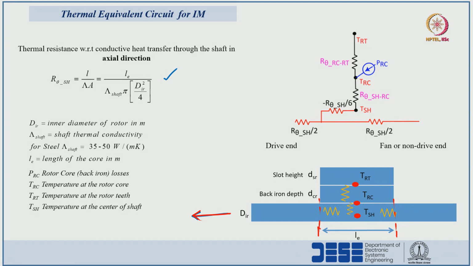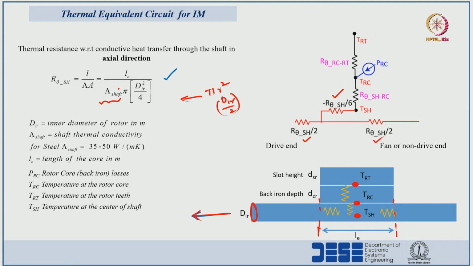The length of the core, Le, we consider as the thickness, divided by the shaft thermal conductivity, lambda shaft, times the area of this solid cylinder structure. The shaft is a solid cylindrical structure, right? So the area in the direction of heat flow is pi r squared, where r is dir by 2. Based on that, the thermal resistance of the shaft in the axial direction is this one. We have to substitute R theta sh in these 3 places.